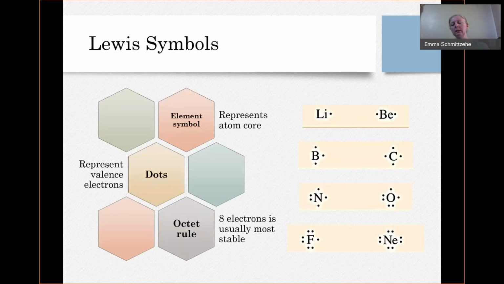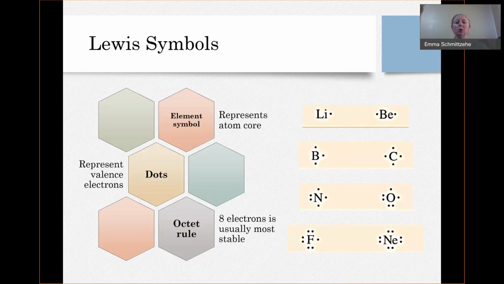Now, with this, we're going to get to bonding and start talking about how atoms bond. Using Lewis symbols can help to predict how something is going to want to bond, because most atoms want to achieve an octet of electrons. That's what's called the octet rule. Having an octet of valence electrons, or 8 valence electrons, is especially stable.